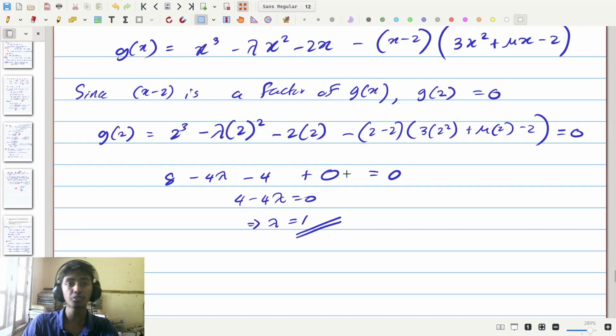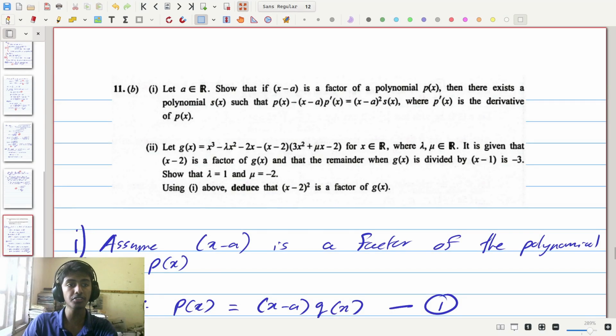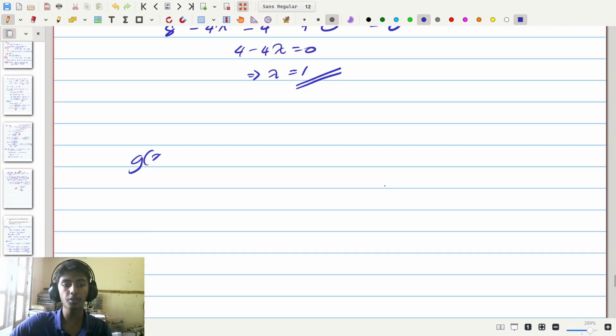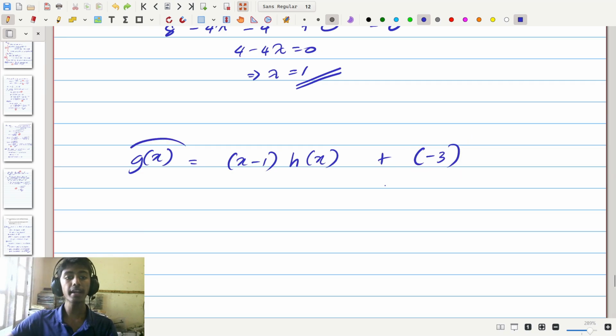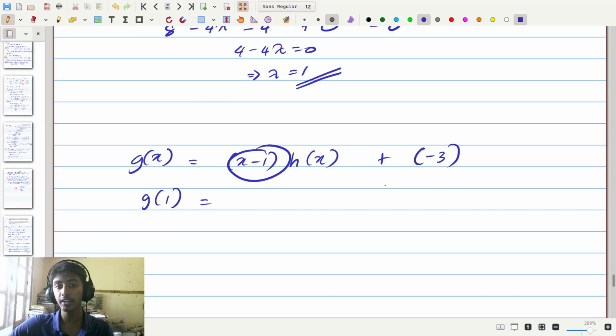Now, for the next part of the question where we're going to be finding mu, we need to use the second fact that we know about g of x, which is that the remainder when g of x is divided by x minus 1 is equal to negative 3. What this means is that g of x is of the form x minus 1 times some other function which we will for now call h of x, plus negative 3. Negative 3 is the remainder when you divide g of x by x minus 1. So from this, if we substitute, g of 1 is going to be equal to x minus 1, which is 0, times h of 1, which is going to be h of 1.